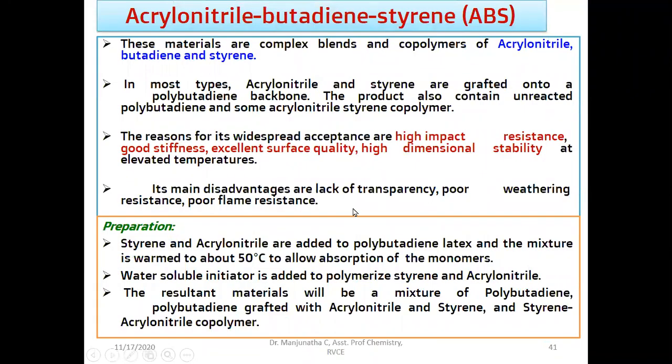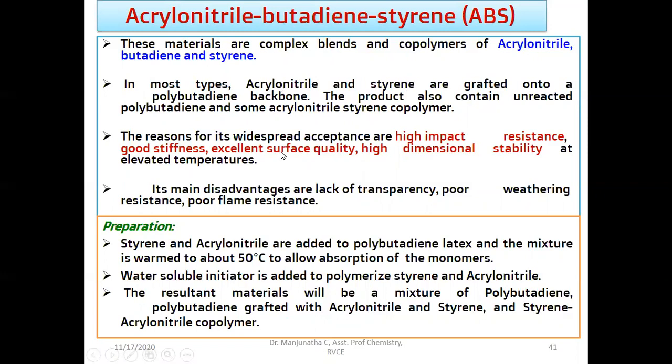The first one is Acrylonitrile Butadiene Styrene. It is also called ABS polymer. These materials are complex blends of all three monomers. It is an example of a copolymer or mixed polymer, in which we use three different monomers. One is acrylonitrile, another is butadiene, and the third is styrene. By varying the composition of these three monomers, you can have varieties of ABS polymers.